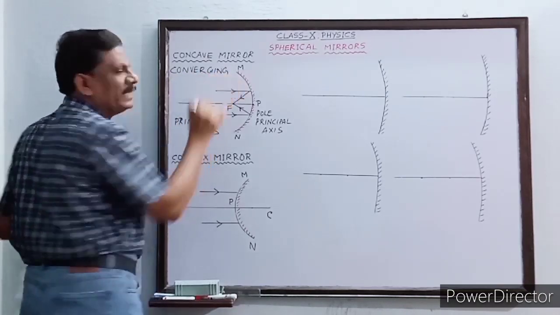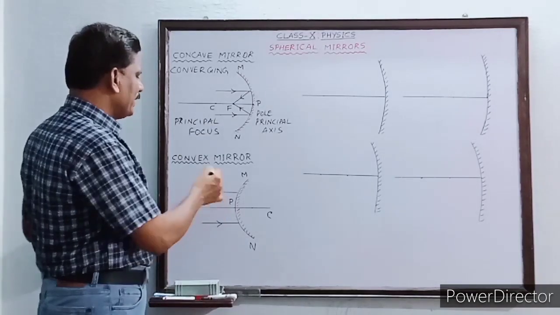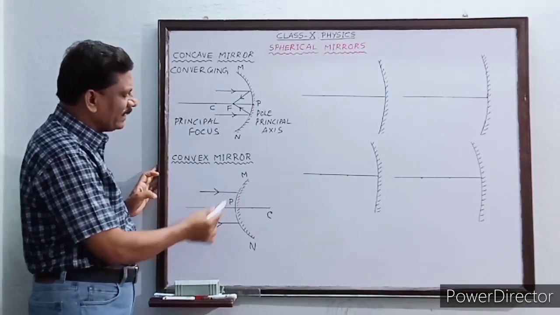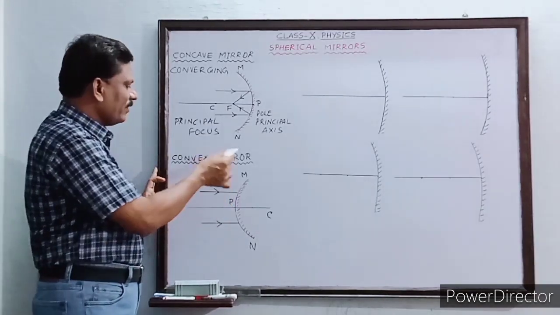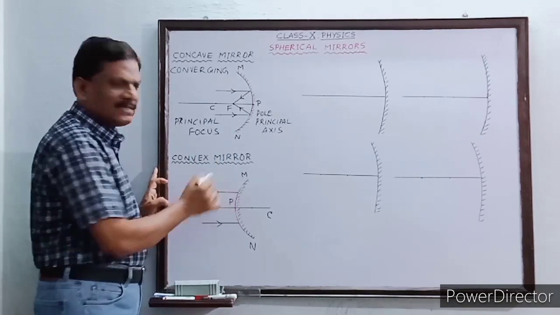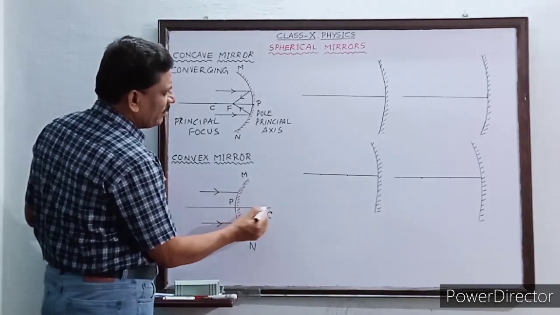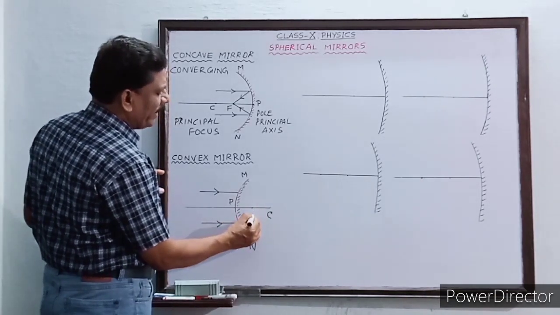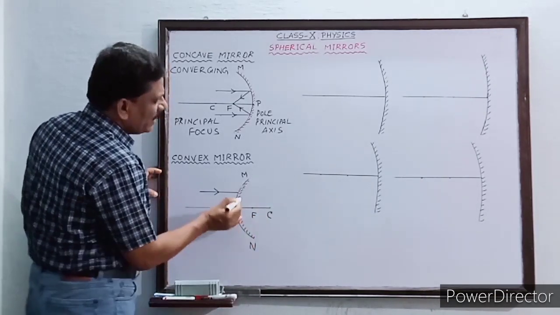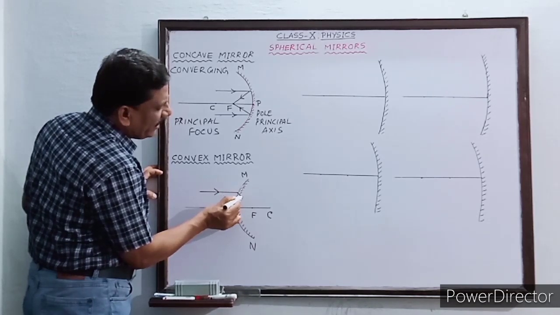Now what will happen if parallel rays are incident on the convex mirror? These also will be reflected. And you see that if this is a center of curvature, and some point, namely the principal focus, you have to draw the dotted lines first.